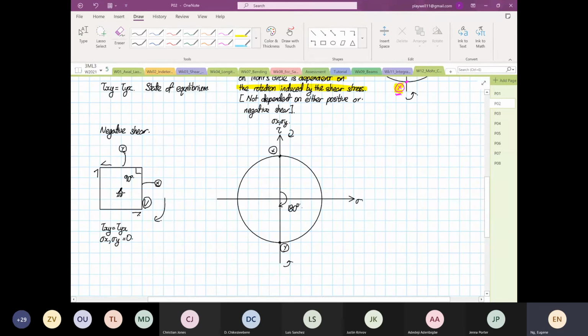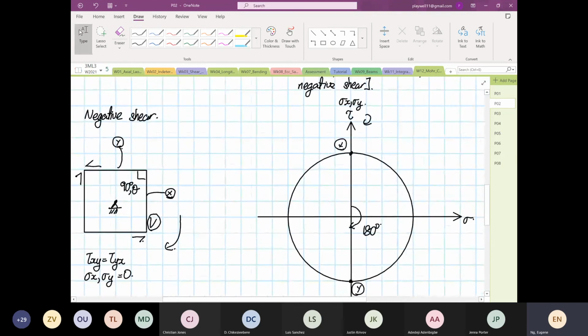Okay, so we are going to call this angle theta. So when that's the case, in the element domain, so I'll write in the center so you can see, in the element domain the angle is theta, right? On Mohr circle, it is what? 2 theta.